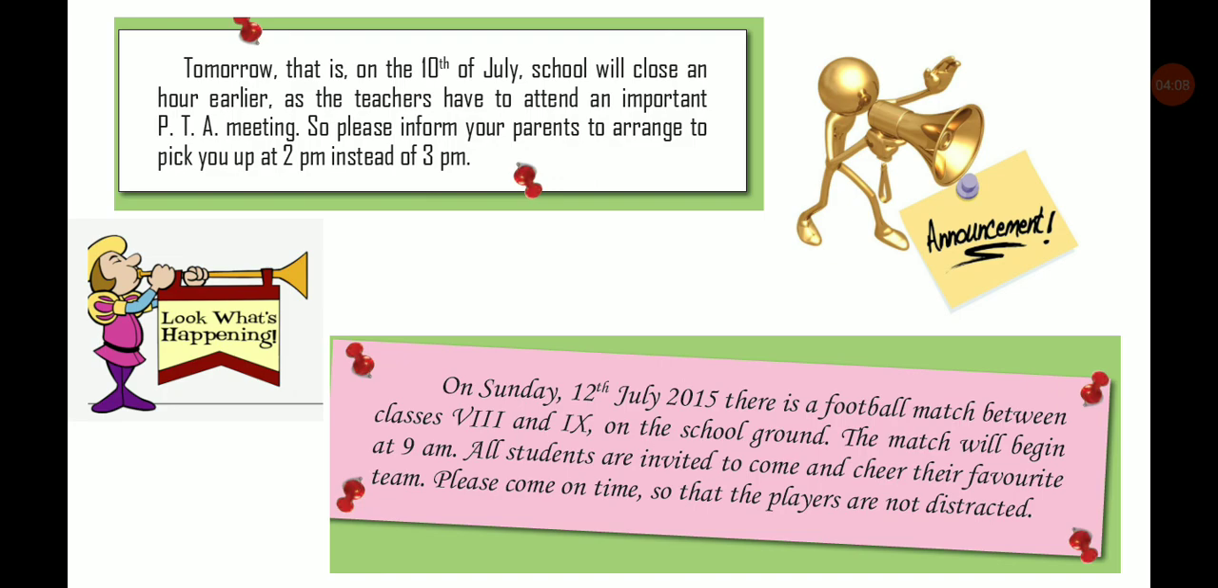Now here, how to identify the announcement? By using the 4 factors. First is what. What is this announcement about? Picking up children early. Who is it made for? It is made for parents. The announcement is made for parents. From where do they have to pick up the children? From school. And when? At 2 p.m. instead of 3 p.m. So you all understood?